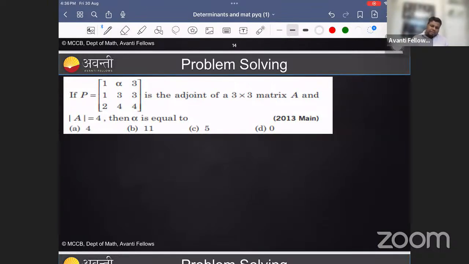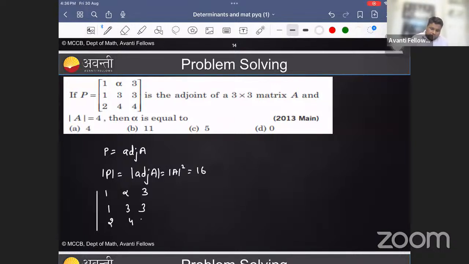See, P given to you is the adjoint of matrix A. All right. That means P is adjoint A. It's a 3 by 3 matrix. So determinant of P will be determinant of adjoint of A, and that is determinant of A square. Now determinant of A is given to you as 4. So determinant of A square will be 16. That means the determinant of P, with rows 1 alpha 3, 1 3 3, 2 4 4, should be 16. Now I give you another 1 minute. Quickly solve the determinant and find the linear equation in alpha, get the value of alpha quickly.